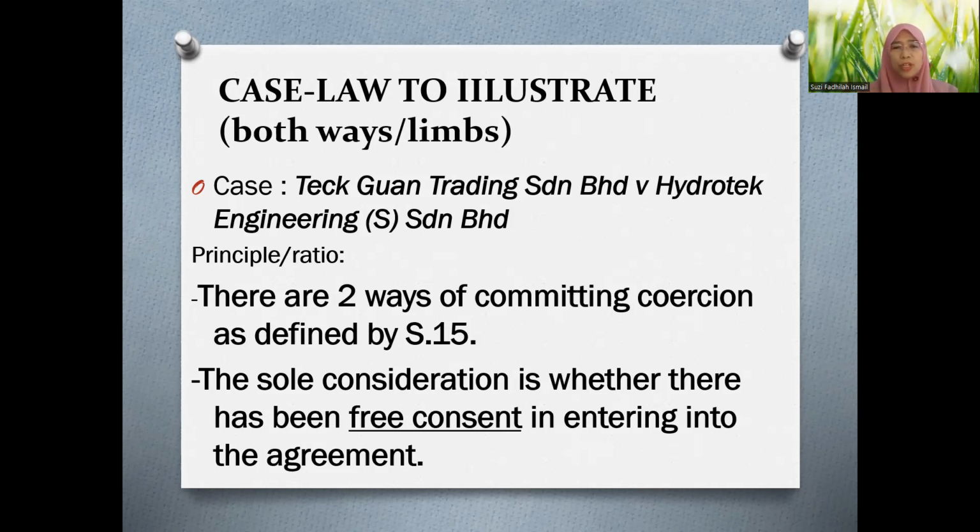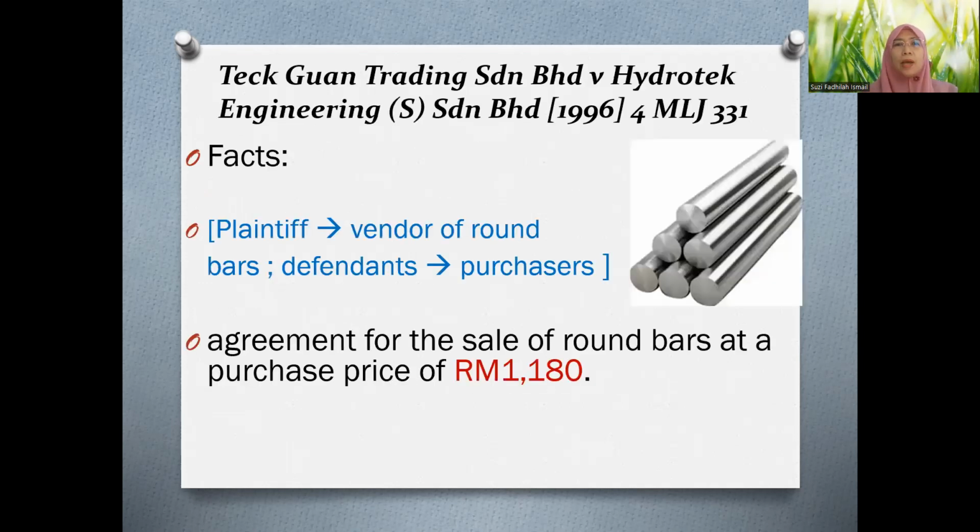acceptance, intention, consideration. So everything here is there. All the ingredients, all the elements are there. But now the next question is whether the parties entered into the agreement with free consent or not. Despite that there was acceptance, intention, and consideration. Okay, we go to the facts. Just now this is the ratio of principle, and this is the facts.